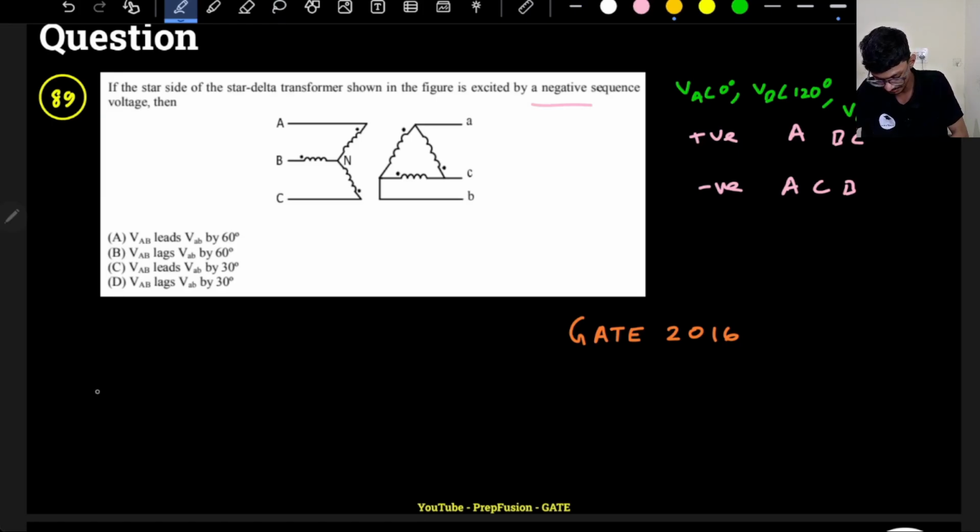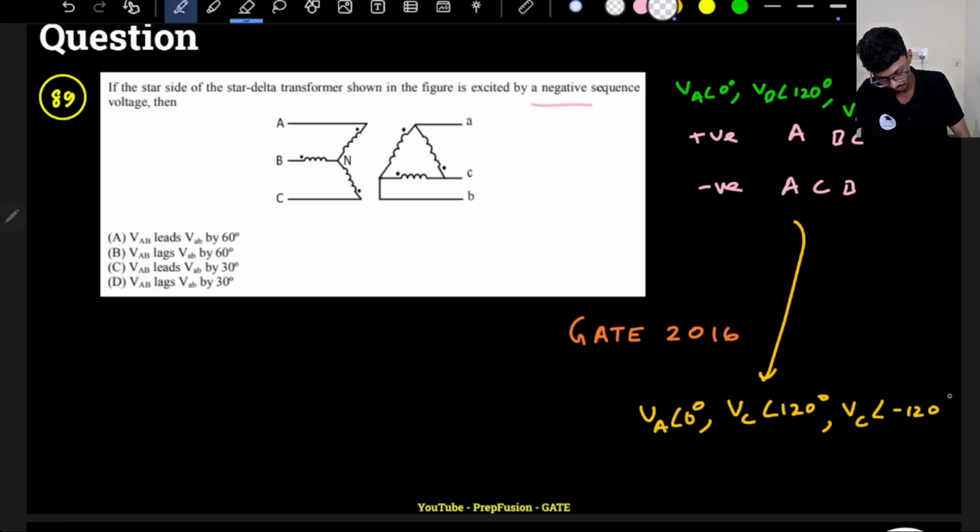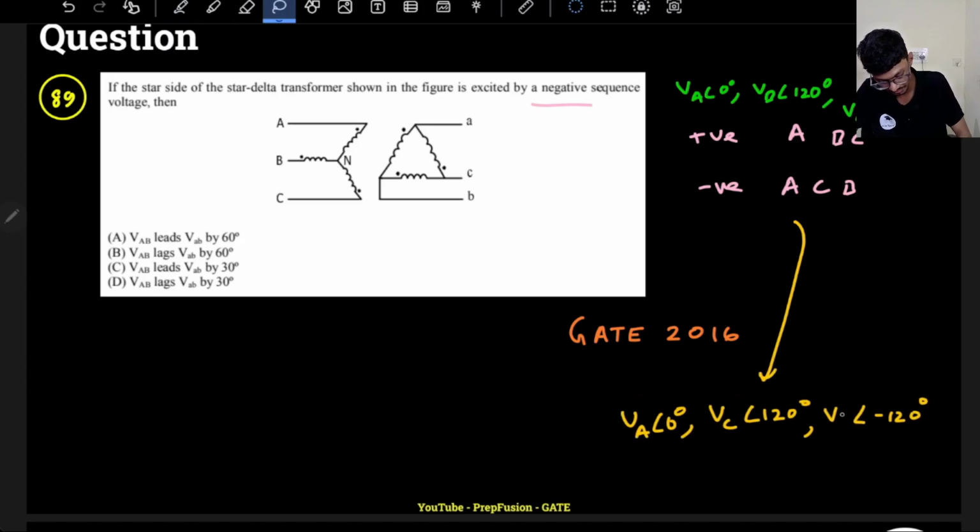If it is negative phase sequence, I will start with A only, but the next voltage will be VC, it will not be VB anymore, and the next voltage will be VB angle minus 120. So that is the difference here. We have to be careful here.